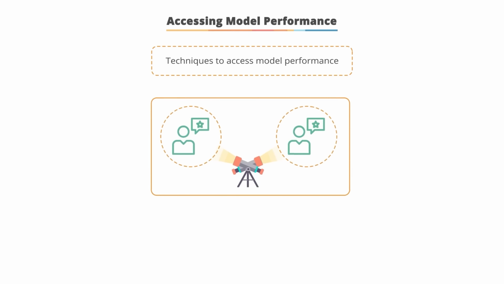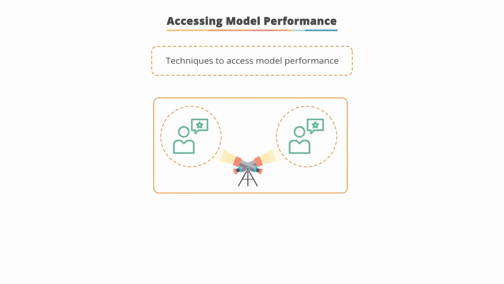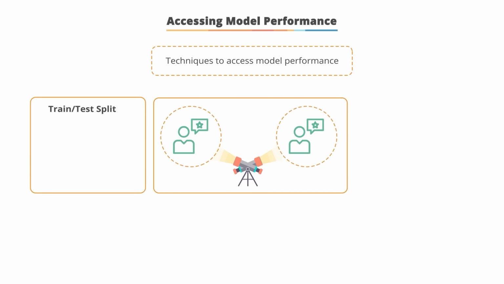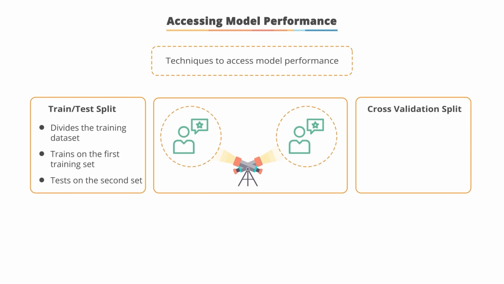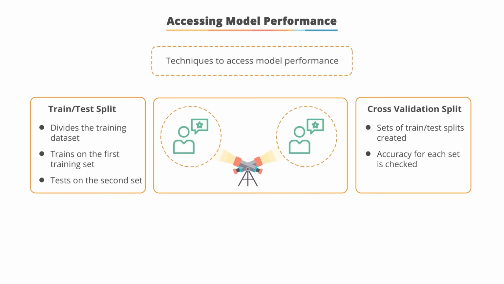Train-test split or cross-validation split are the techniques used to evaluate the model performance. Train-test split divides the data set into 2 sets and uses the first set to train the model and tests the model using the second set. Cross-validation split splits the data set into multiple sets, calculates the accuracy on each set, and finds the average of the results.